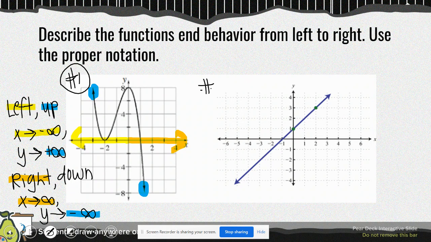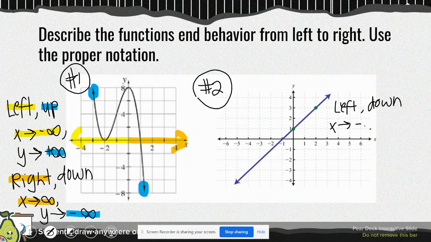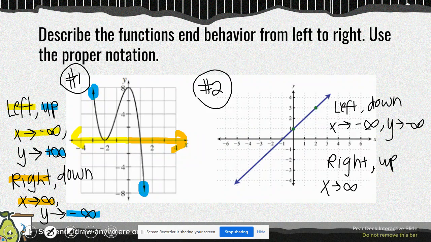What about function number 2? Function number 2, this line over here. Our end behavior on the left, our function on the left is going down. So as x approaches negative infinity, our y value, our height, is going towards negative infinity. On the right, our function is pointing up. So as x goes towards positive infinity, our vertical height is going up and up and up towards positive infinity as well.